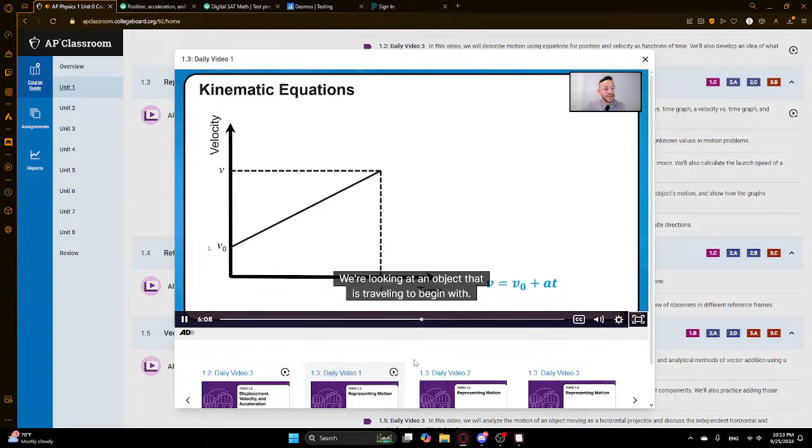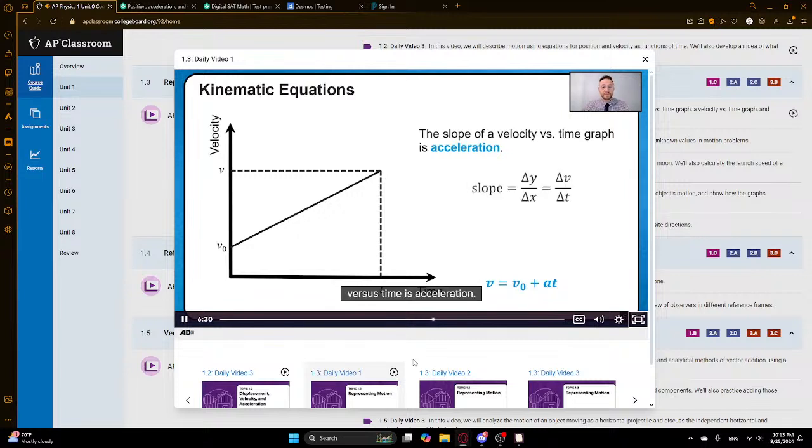We're looking at an object that is traveling to begin with, so it has an initial velocity, and it's going to accelerate, so we see a nice positive slope here. We have a final velocity, and it does so in a time of t. So the first thing that we get from this is the idea that the slope of the graph of velocity versus time is acceleration. When we calculate slope, it is the change in the y value divided by the change in the x value. In this case, the change in the y value is the change in velocity, and the change in x is the change in time.